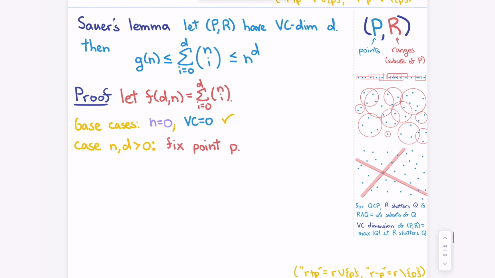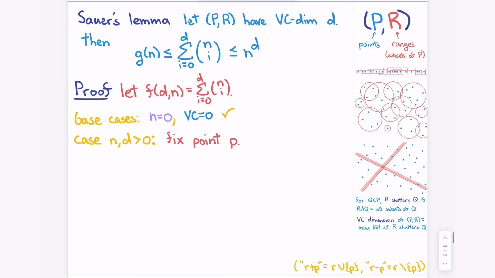Let's do the fun part. Okay, so in the interesting case, you have some VC dimension that's non-zero and a non-zero number of points. Okay, so we're going to try to use induction. So the natural thing to do is to try to remove a point. Okay, so we'll just pick some point, and then we'll remove it, right? And now you have all these ranges obtained by removing that point. Okay, so that's one way to try to whittle it down.